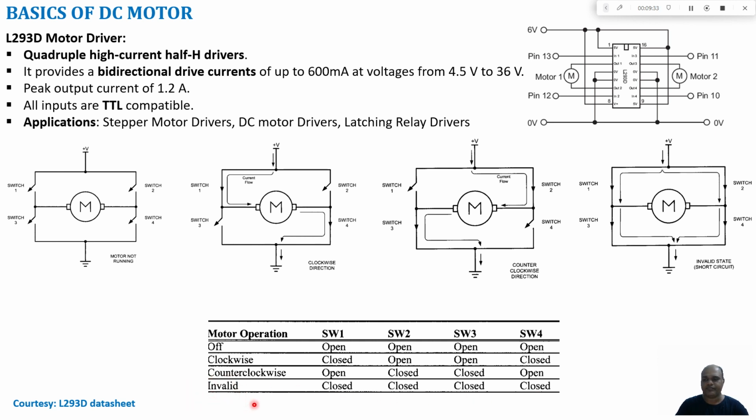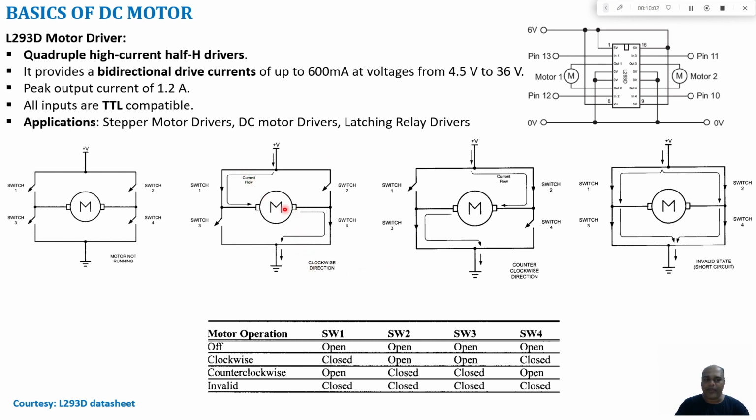So this is how the direction of rotation in a DC motor can be achieved just by configuring these 4 switches appropriately. We need not remove the terminals and interchange them. Just by configuring these 4 switches properly, we can change the direction of current flowing into the motor, thereby the direction of rotation can be changed.